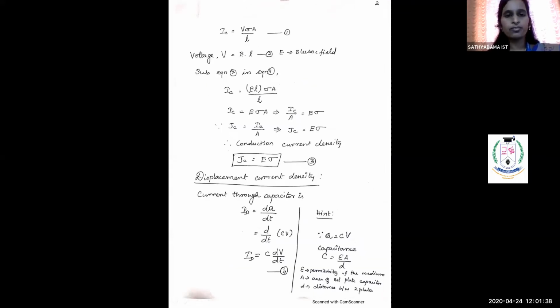This is going to be our first equation. Now, already we know V is equal to E into L, where E is electric field and L is length of the conductor. So we are going to substitute V is equal to E into L in our first equation, IC is equal to V sigma A divided by L. When you substitute, IC becomes E into L sigma A divided by L. Now, when you simplify this, L and L cancel, and your equation becomes IC is equal to E sigma A. This is nothing but your conduction current.